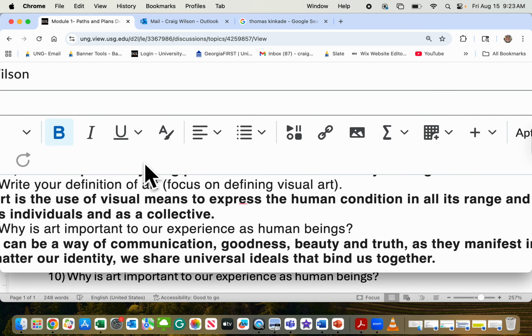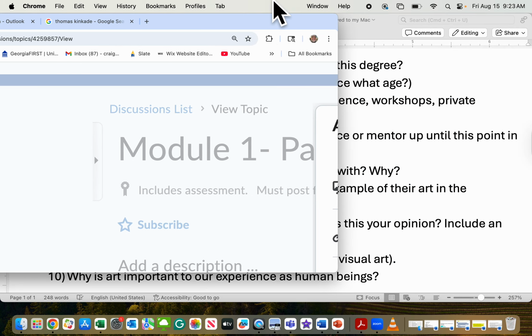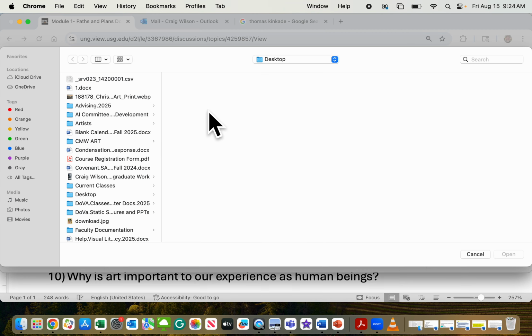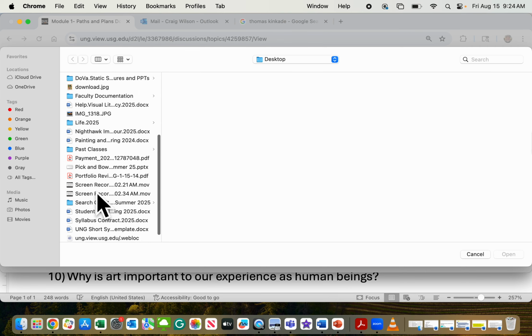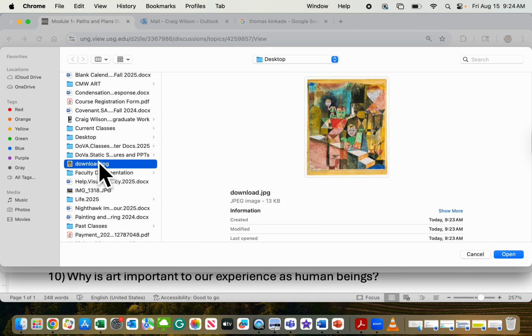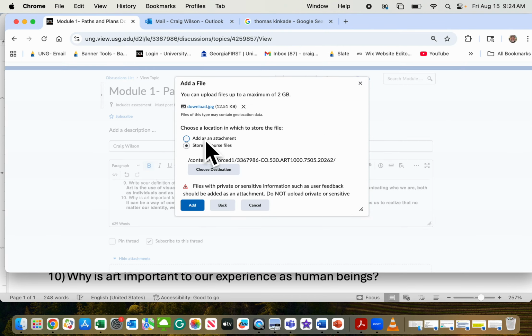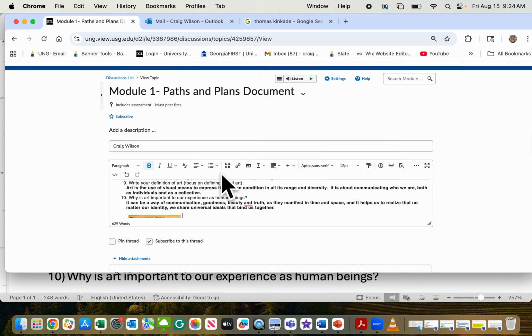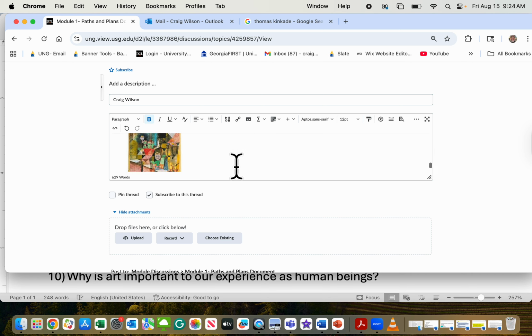Now, to upload an image, you go to this bar here at the top of the thread, click the image. You'll get this pop-up. Click My Computer, Upload. Look for your favorite artist first. It's right here. Open. Store in course files. Okay, don't do attachment. Store in course files. Add. And then when you get this, click this image is decorative and then hit OK. And you can see that it added my image.